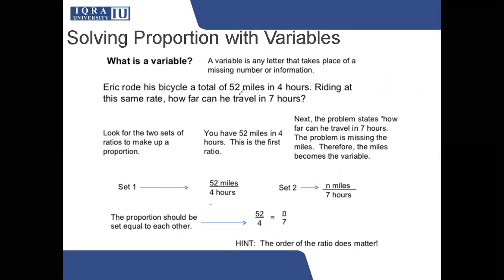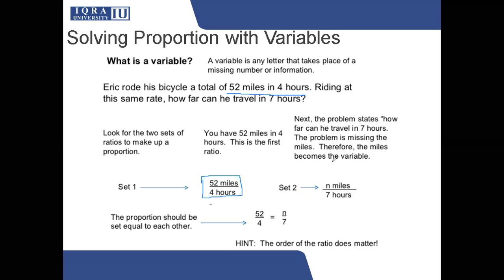So the first set we already know is 52 miles in 4 hours, right? You have 52 miles in 4 hours. This is the first ratio. So 52/4, this is your first ratio, right? Next, the problem states how far can he travel in 7 hours. The problem is missing the miles. Like, we have to find out how many miles he traveled, right?